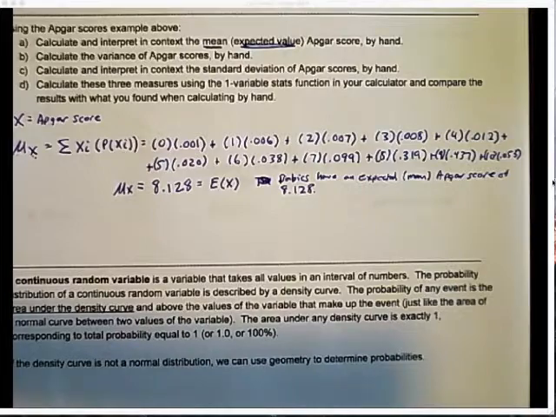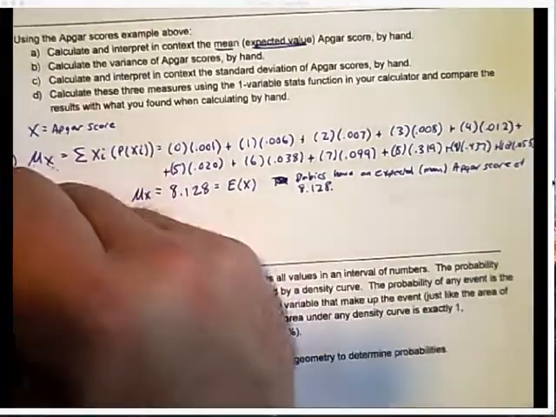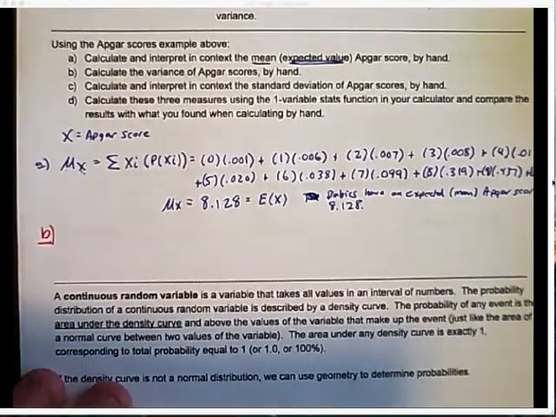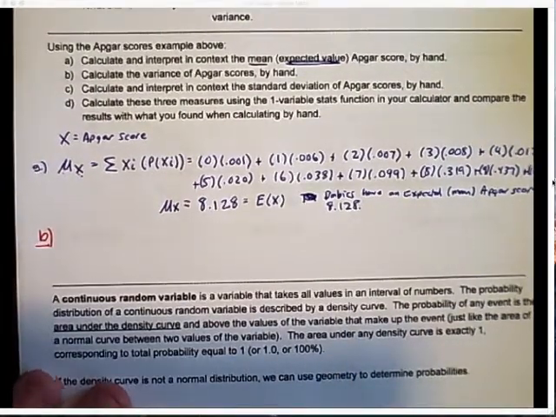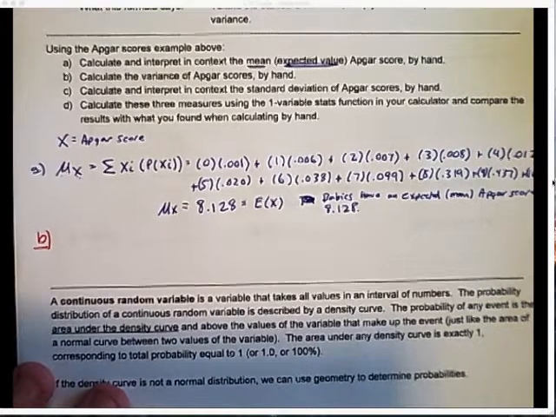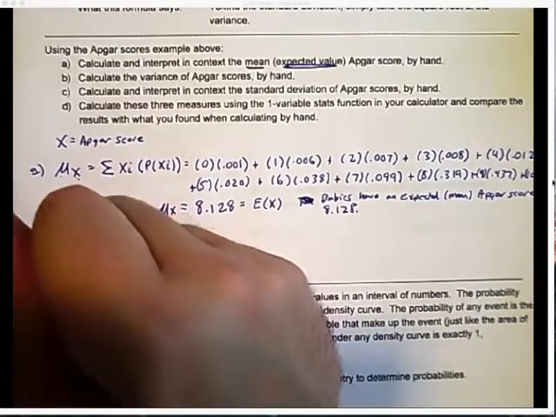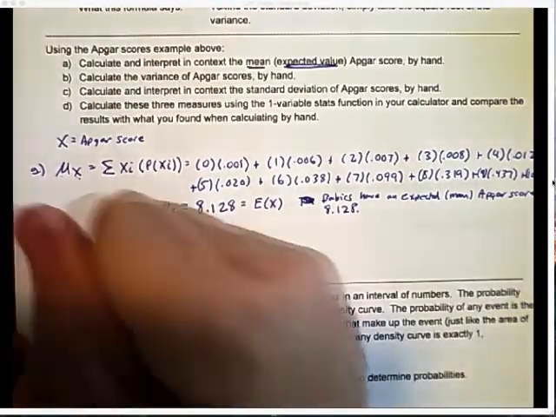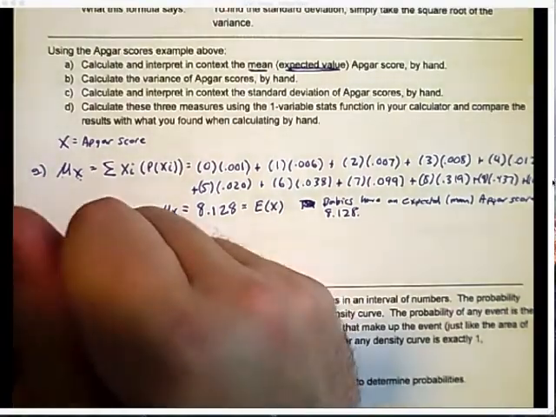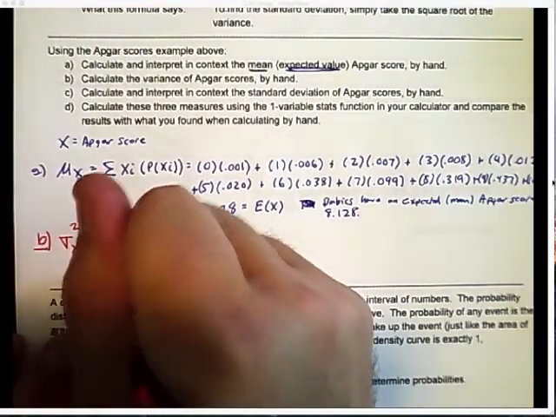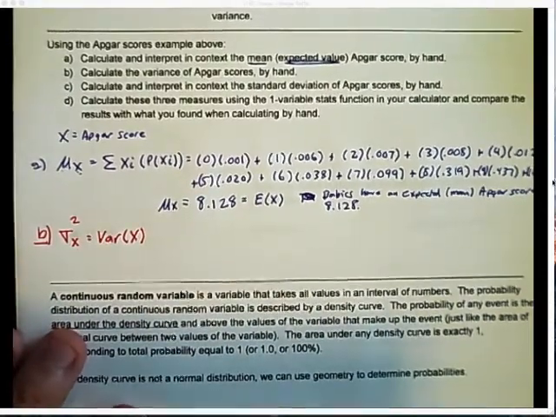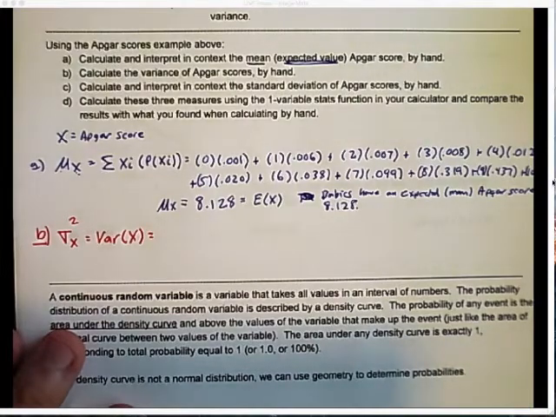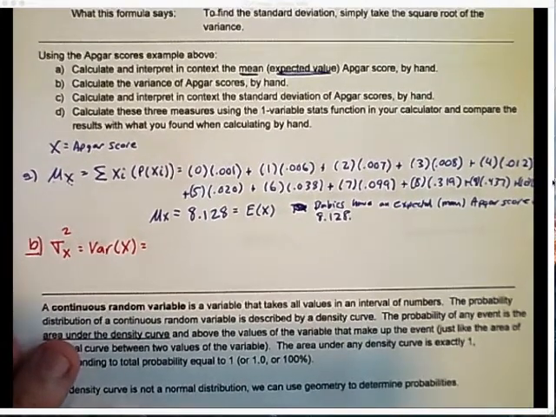All right. Now part B. Part B asks me to calculate the variance. Variance means spread. Okay, so I'm trying to find the spread of this. So it says calculate the variance of APGAR scores by hand. So the symbol for variance is sigma squared. So I'm finding the variance of x. And sometimes it can be written like this. They might say var of x. Okay. Variance of the variable x. All right. So this formula is a little harder. So here's how we do this.